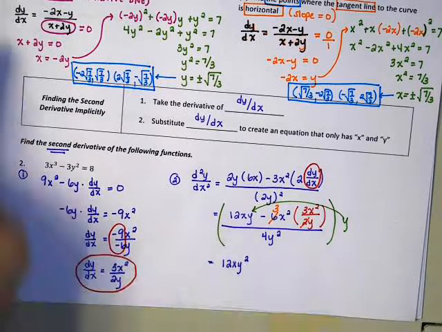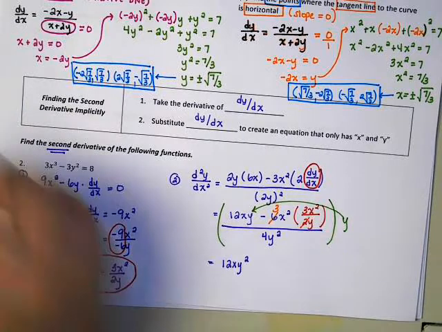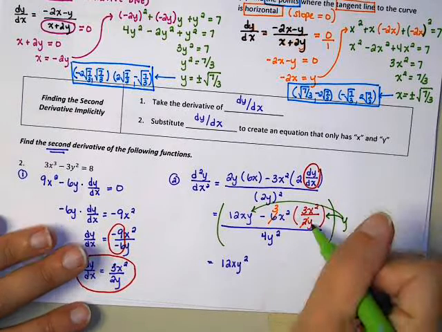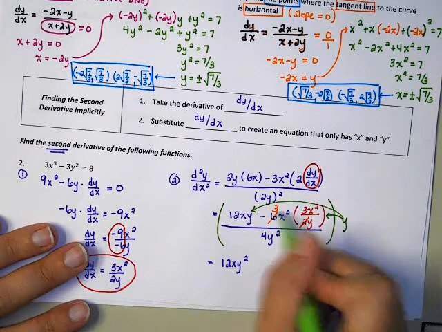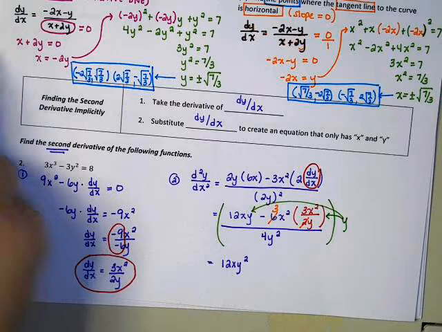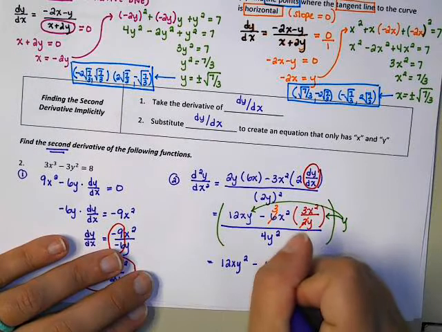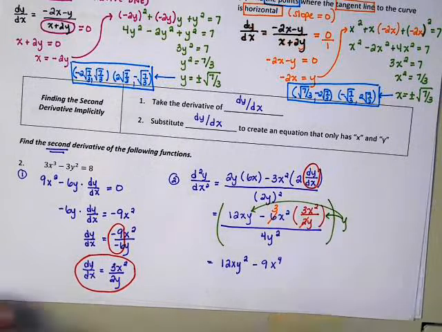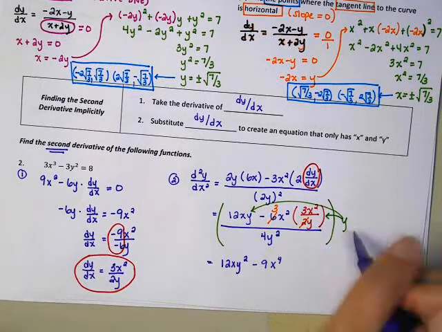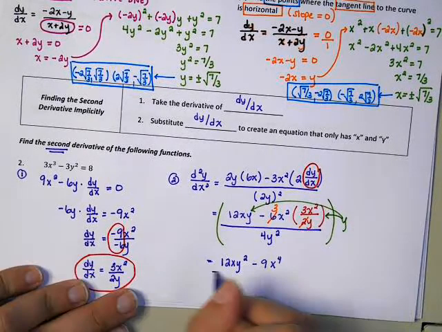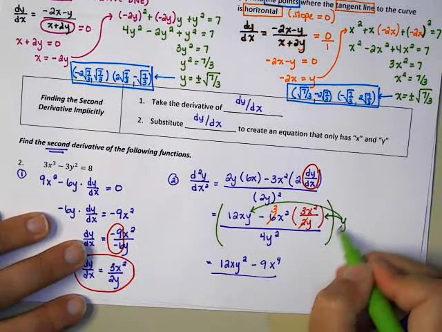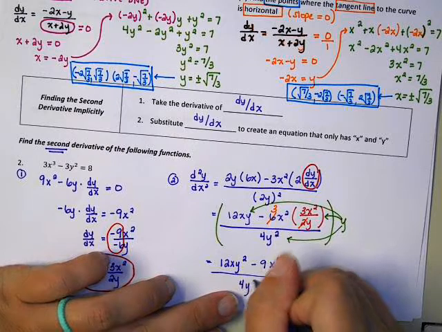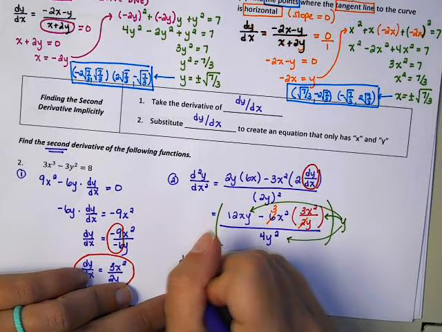squared. Then I'm going to have distributing the y to the second equation. Since the y cancels this y, I'm just going to have negative 3 times 3, which makes negative 9 x to the fourth, because I have x squared times another x squared, and the y again cancels this y. And on the bottom, when I distribute the y, I'm going to have 4y cubed. And this is your second derivative.